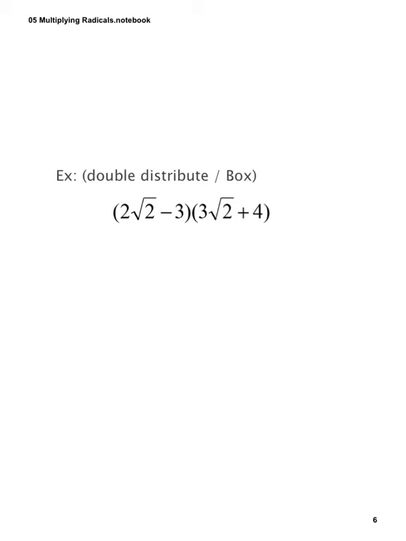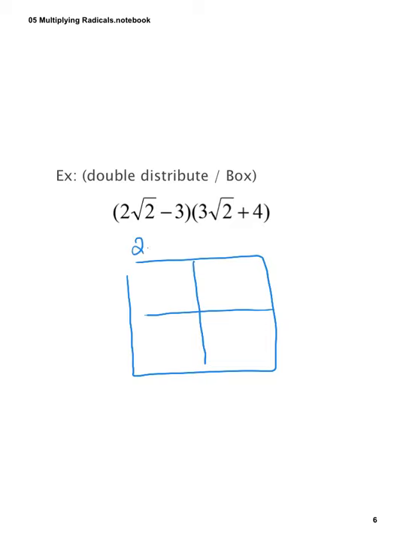Now, sometimes you'll see where you have 2 terms times 2 terms. So I would go with the box method. And we're going to write one of them across the top and one of them going down the side. Again, you can do double distribute if you want. Now, if I look in this first box here, 3 times 2 is 6. Radical 2 times radical 2 is radical 4. The square root of 4 is 2. So this box really becomes a value of 12 because 6 times 2 is 12.